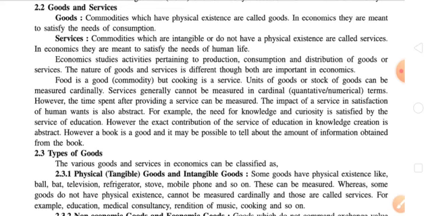Second one is services. Commodities which are intangible or do not have a physical existence are called services. In economics they are meant to satisfy the needs of human life. Goods satisfy the needs of consumption, while services satisfy the needs of human life. Economics studies activities pertaining to production, consumption and distribution of goods or services. The nature of goods and services is different, though both are important in economics.